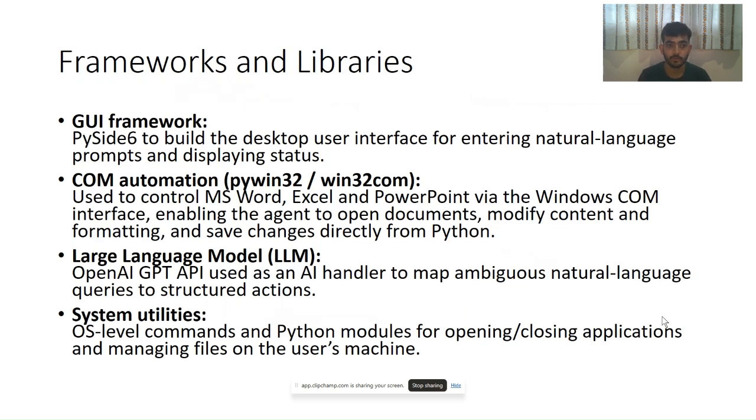Frameworks and libraries: for the GUI framework, we used PySide 6 to build the interface. We used COM automation, PyWin32 and Win32 COM, to automate the functions. These libraries were used for MS Word, Excel, and PowerPoint via the Windows COM interface. For the LLMs, we used the OpenAI GPT API, and for system utilities, OS-level commands and Python modules for opening and closing normal applications available in the local system.